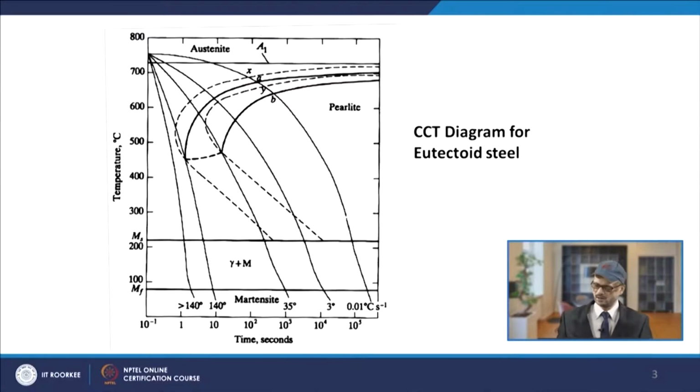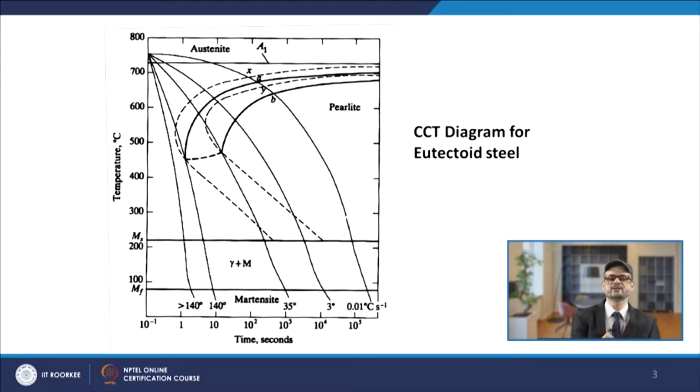If you draw the continuous cooling curve for the eutectoid steel, it looks like this. As you see, in this case the steel is heated into this austenitic zone. This is eutectoid composition steel. Then from here you are cooling at different cooling rates.